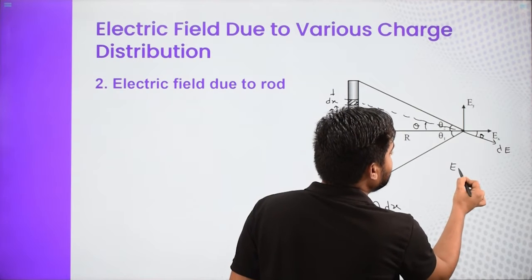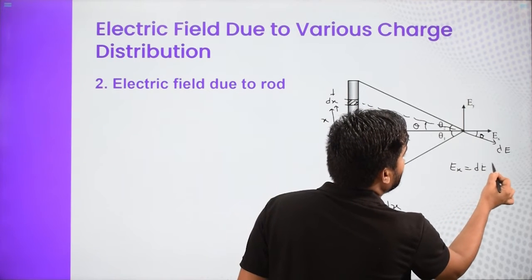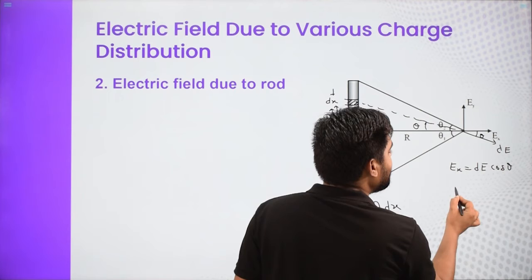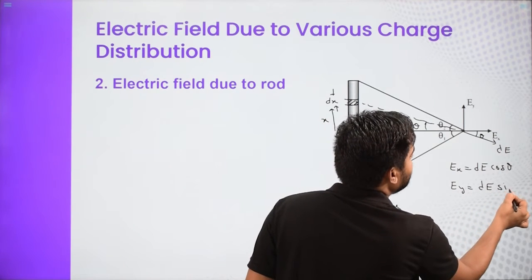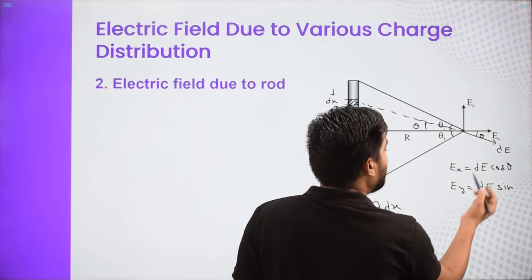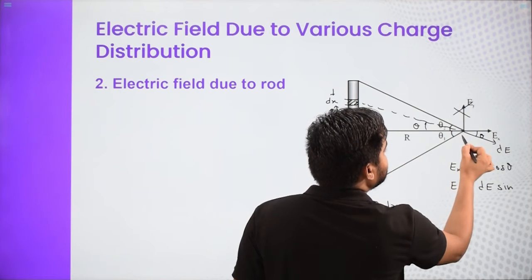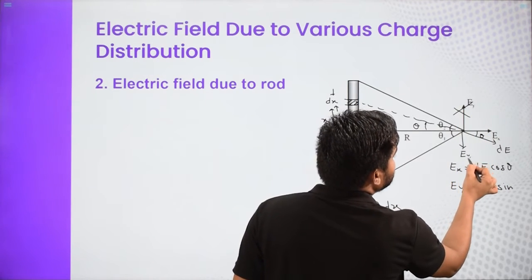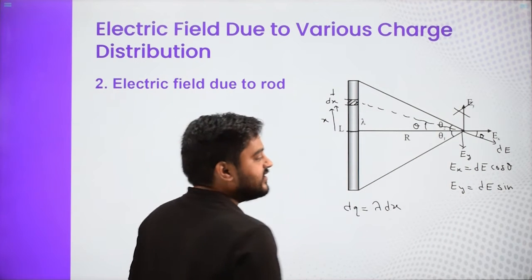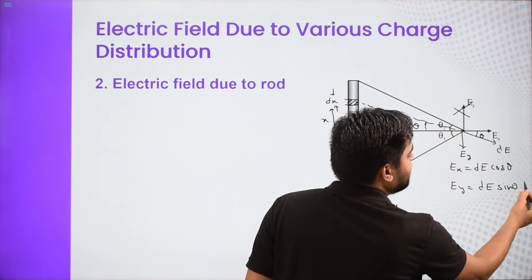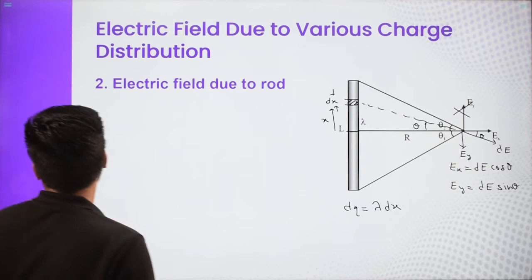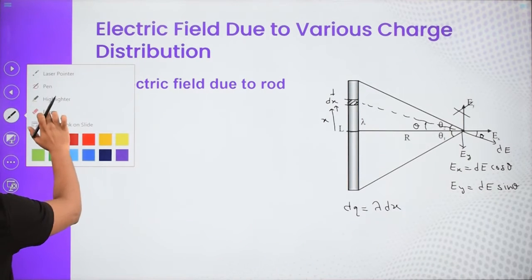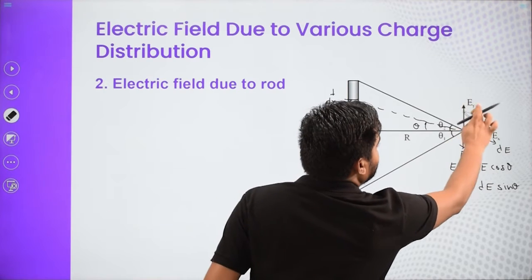Now I can say my Ex is nothing but dE cos theta. And what about Ey? Ey is dE sin theta. Let us consider Ey to be in downward direction. It doesn't matter. We'll get our answer. So Ey is dE sin theta in this case, or we can write minus dE sin theta if we still want to consider that in upward direction. Let us consider standard upward direction only.